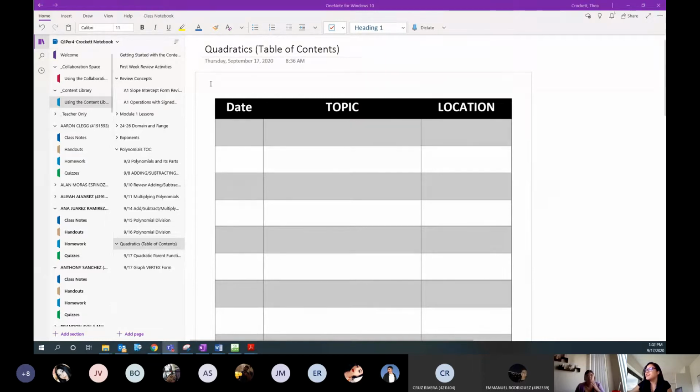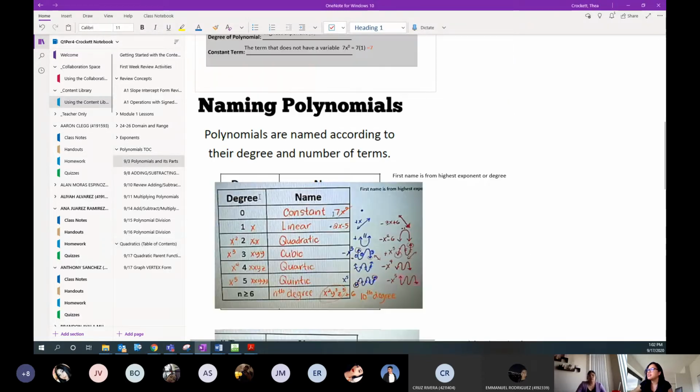All right. So, okay, if we go back to the polynomials and its parts, we have this degree, and then the quadratic has the second degree. So if you have a positive in front of the x squared, the arrows are going to be both pointing up. And if you have a negative in front of the x squared, it's going to be pointing down. Okay, so this is what we're going to be focusing on today, quadratics.